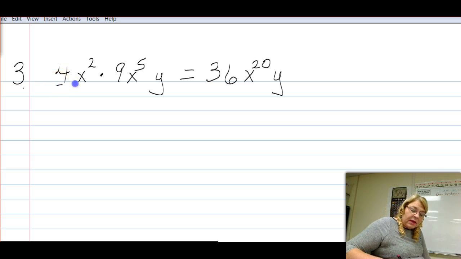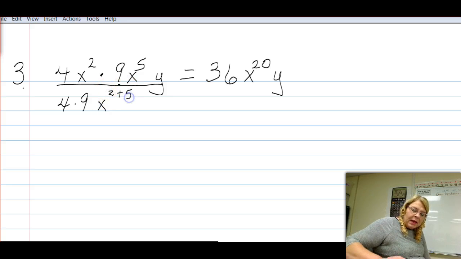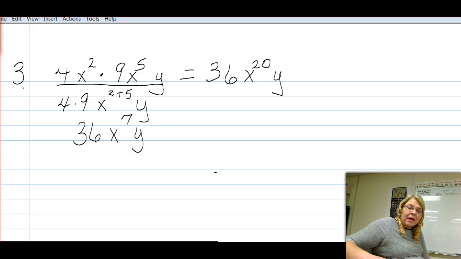If I worked this problem, I would put my coefficients of 9 times 4 together. I would have x to the 4 plus 5 because I have 2 bases of x, so I add the exponents, and then I have y. My answer should have been 36x to the 9th y. They have 36x to the 20th y. We can clearly see that the problem is with the exponent of x.